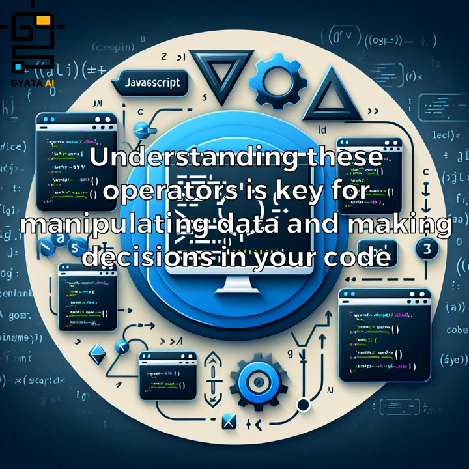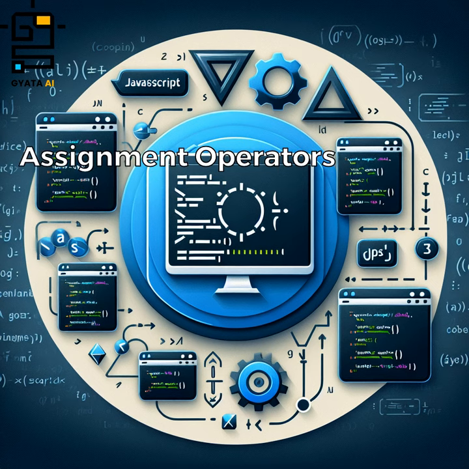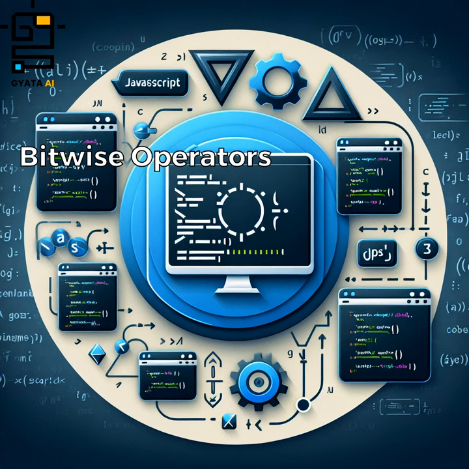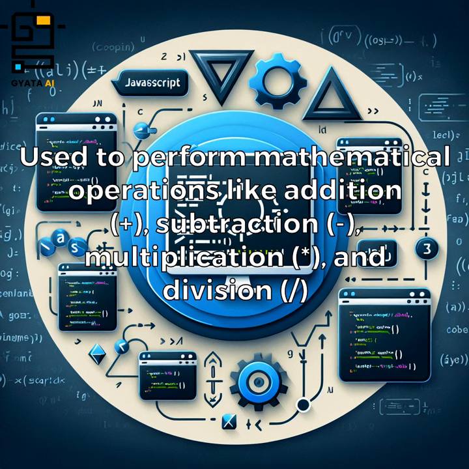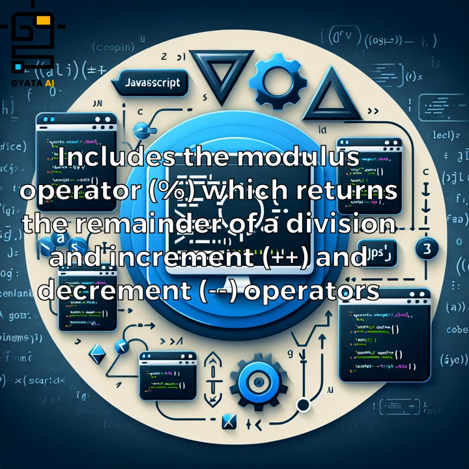Types of JavaScript operators: arithmetic operators, assignment operators, comparison operators, logical operators, bitwise operators, unary operators, and the ternary operator. Arithmetic operators are used to perform mathematical operations like addition, subtraction, multiplication, and division. They include the modulus operator, which returns the remainder of a division, and increment and decrement, known as unary operators.